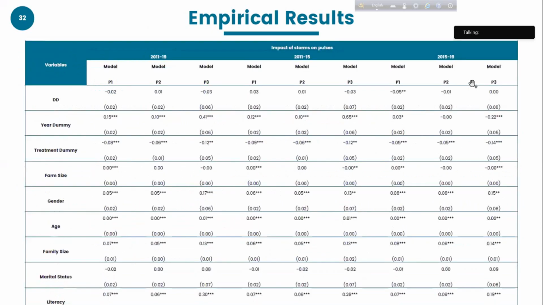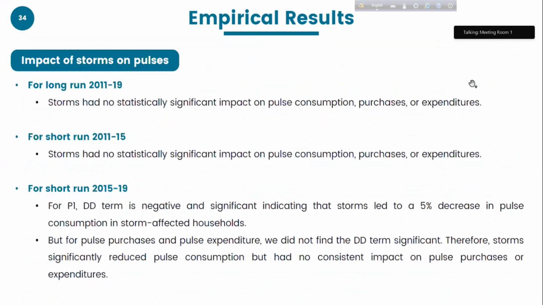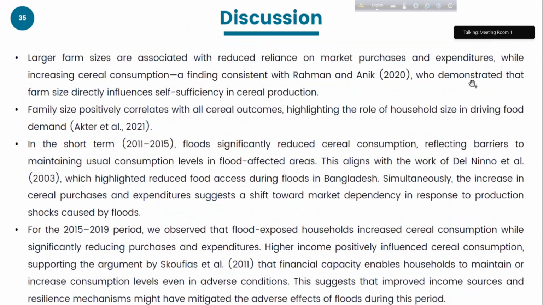These are the impact of storms on the pulses. I will move on to the discussion section so I can wrap this up. Larger farm sizes are associated with reduced reliance on market purchases and expenditures, while increasing cereal consumption, a finding consistent with Rahman and Anik, which demonstrated that farm size directly influences self-sufficiency in cereal production.